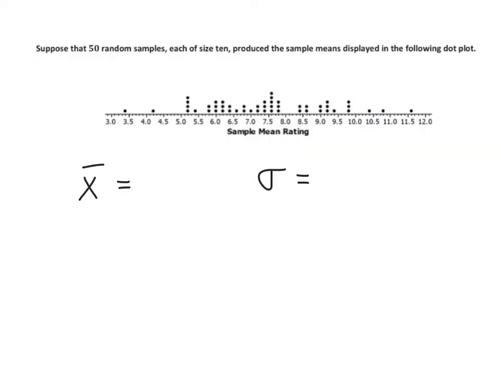Okay, suppose that 50 random samples, each of size 10, produce sample means displayed in the following dot plot. So I want you to estimate what you think the mean is. Would you think the mean is perhaps 5.2? Do you think the mean, that's where the data is centered around?